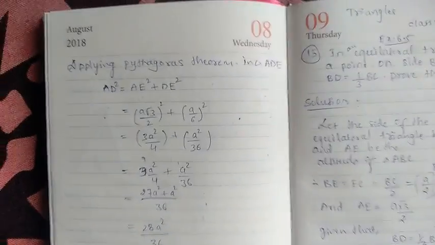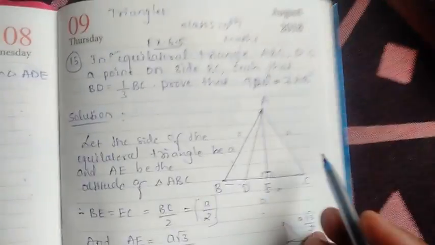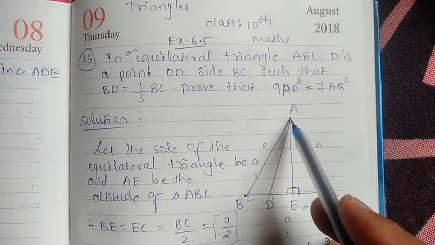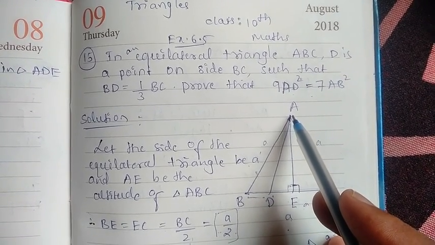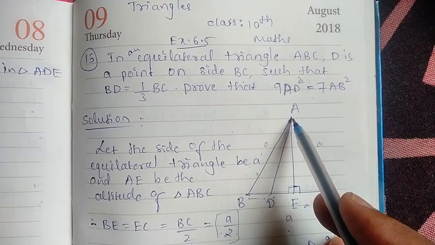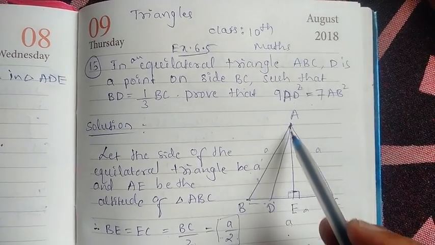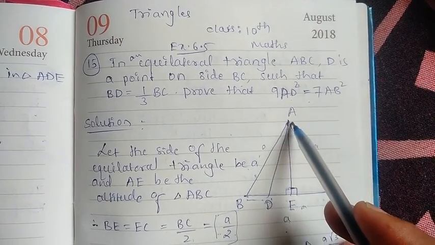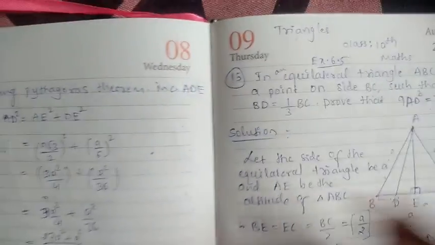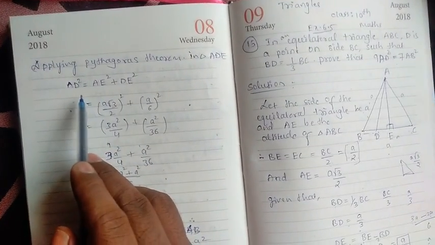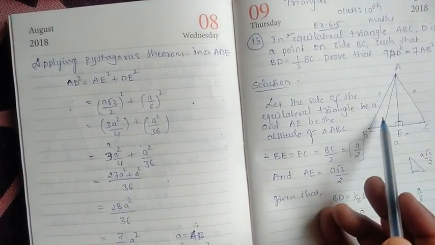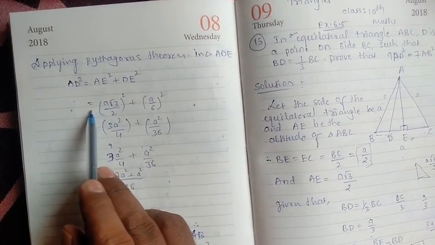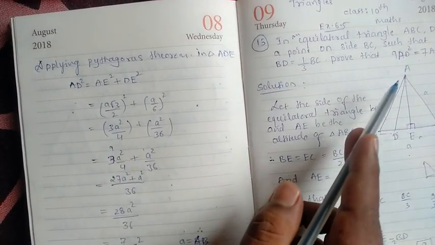Now see the next. According to the Pythagoras theorem, take the right angle triangle AED, which has the 90 degree here. In right angle triangle AED, the hypotenuse is AD, so AD square is equal to ED square plus height AE square, correct. So AD square is equal to AE square plus DE square. Then substitute the value of AE. See, what is AE?